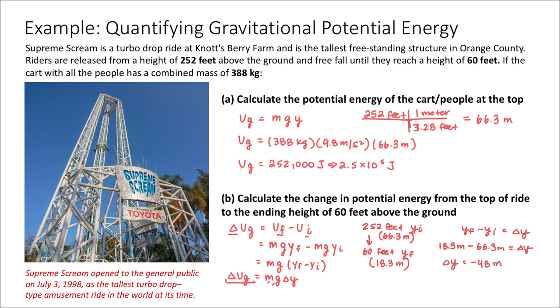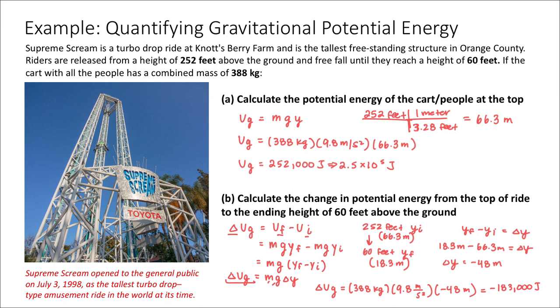So now that I have my change in height, or the change in my y position, I can go ahead and plug that into my change in potential energy equation. So delta UG, which is gravitational potential, is equal to the mass, 388 kilograms, multiplied by g, 9.8 meters per second squared, multiplied by that negative 48 meters. And that's all equal to about negative 183,000 joules.